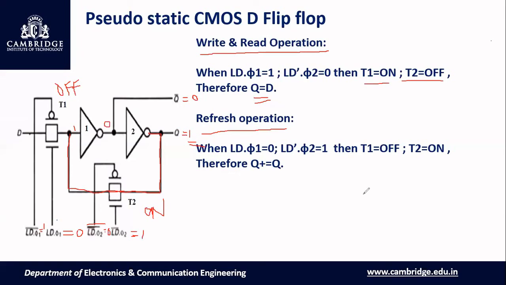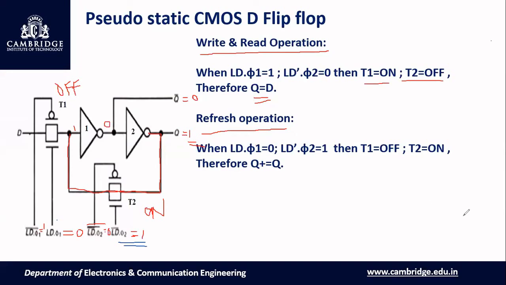Here, LD phi 2, this one should become phi 2. LD phi 2 should be, this is correct only. LD phi 1 should be made 0. LD bar dot phi 2 should be made 1. Correct. Understood?